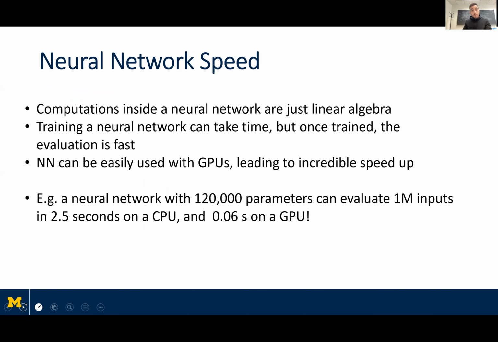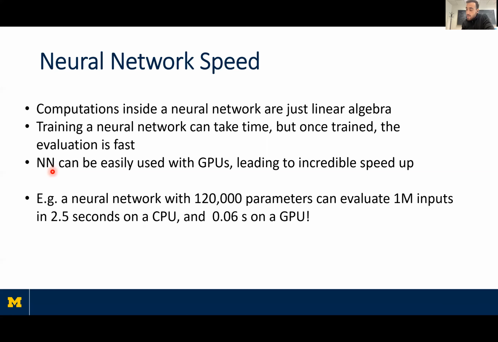The other reason is because of their speed. So when you look at neural networks, the computation that happens inside is mostly just linear algebra. They're just matrix multiplications, and you just feed those forward. So nothing too fancy. Now, typically training a neural network can take time, but once you train it, the evaluation after you train it is fast. You can get results very fast.